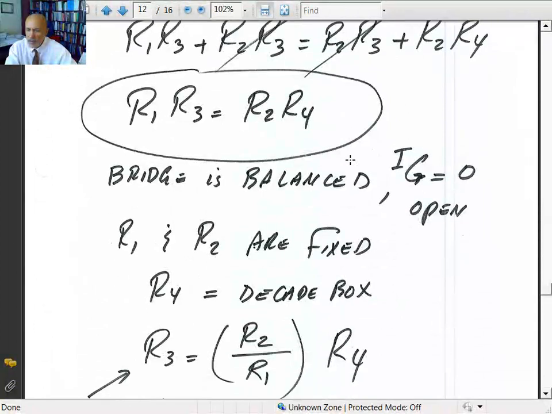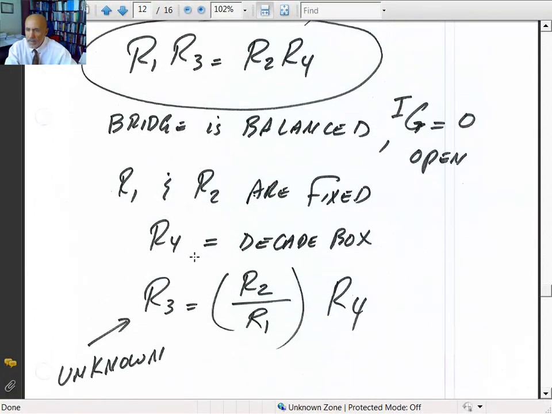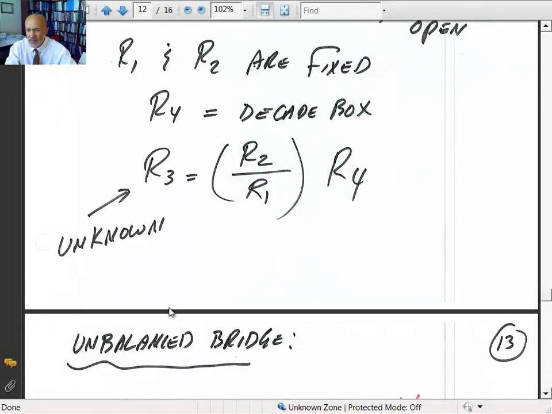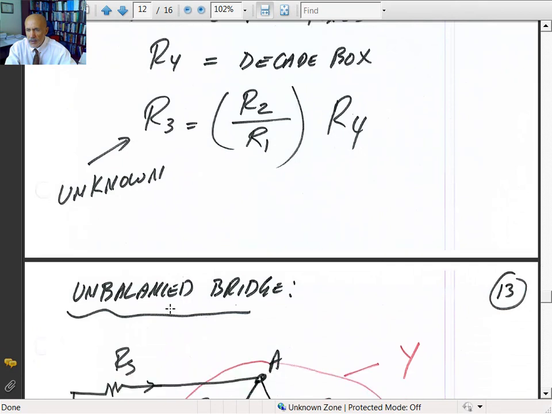When you do that, you can solve for the resistance R4 or R3. If R3 is unknown, then R1 and R2 are fixed, so that becomes a multiplier. Then by adjusting R4 as a decade box or variable resistor, you can determine what the unknown resistor R3 is. You can make that R of X. Sometimes you want to calculate it.